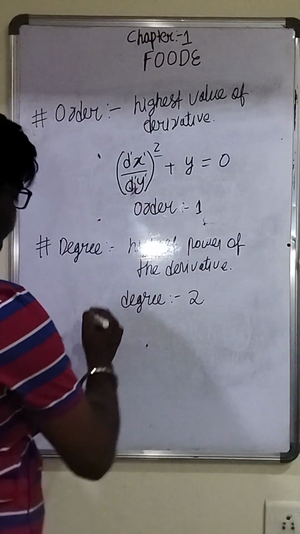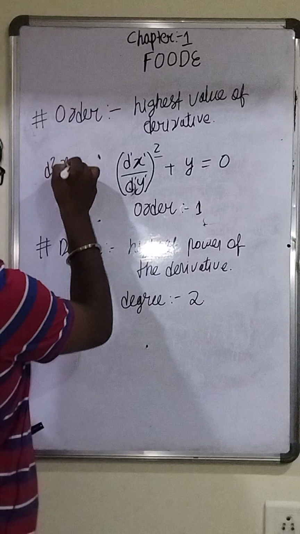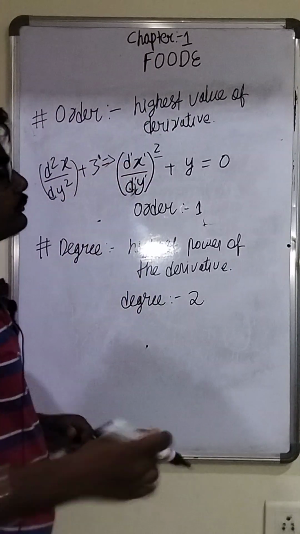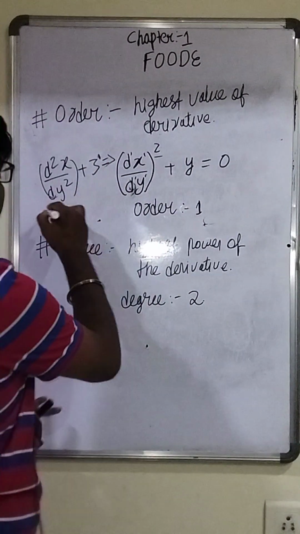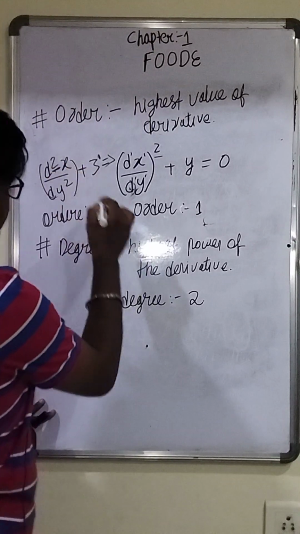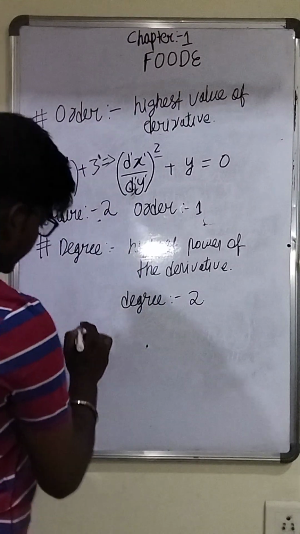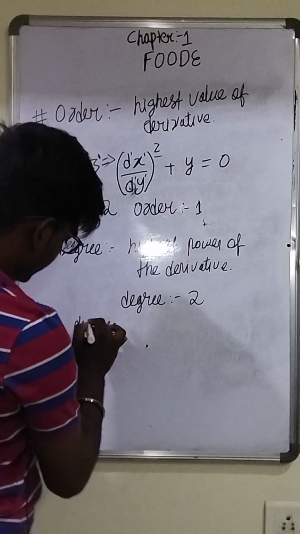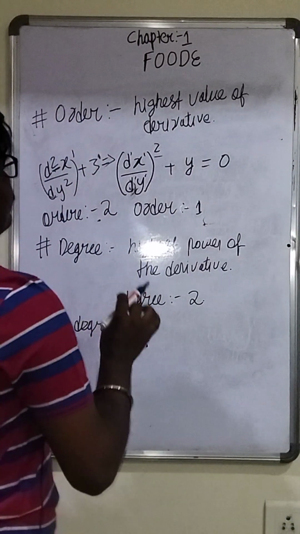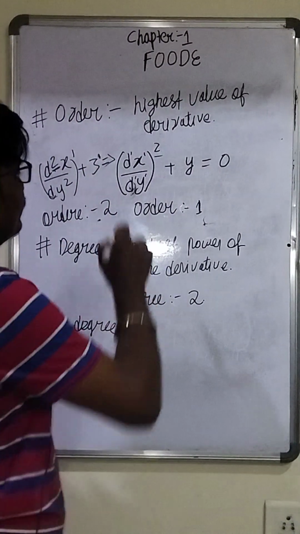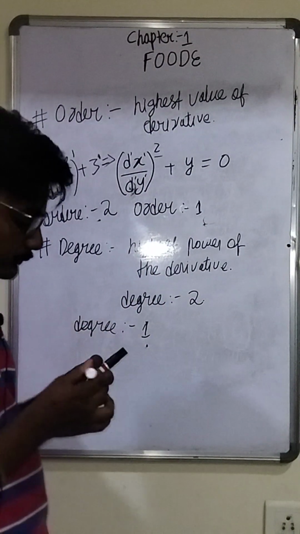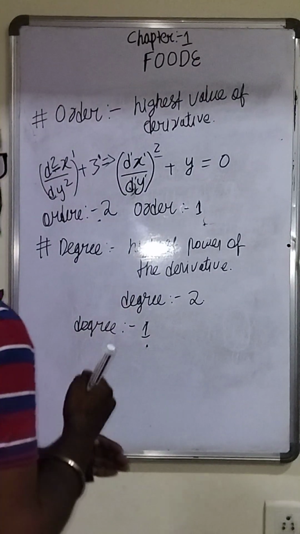If I take this one, what is the order? The order will be 2 over here, because the highest derivative of the differential equation is 2. And what will be the degree? The degree will be 1 because the power is 1. Order is the highest value of that derivative, and the degree is the highest power of that derivative. So this is the difference between order and degree.